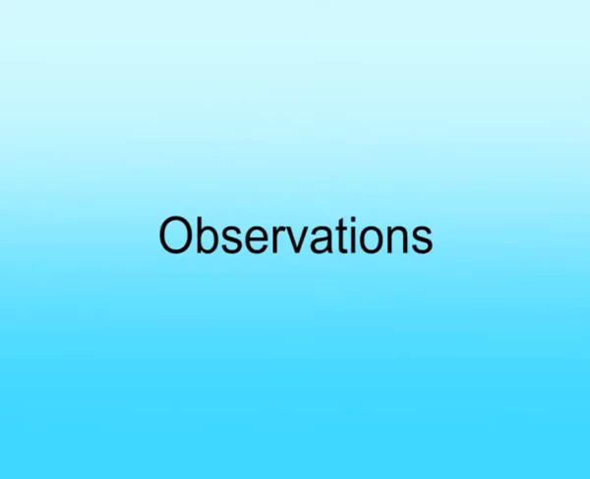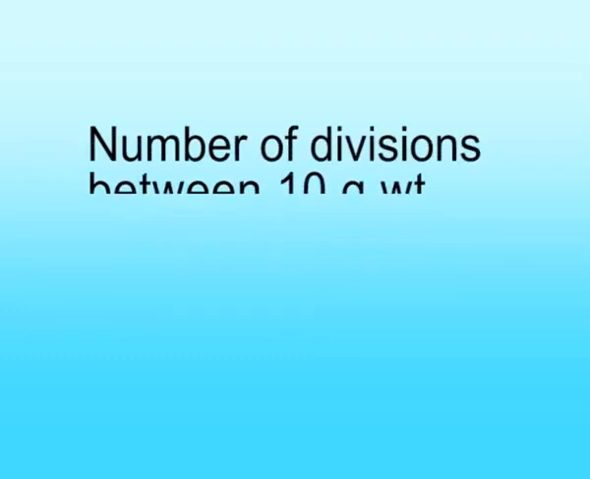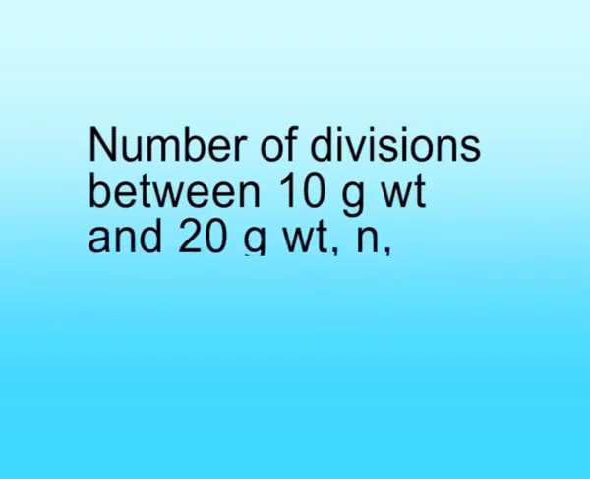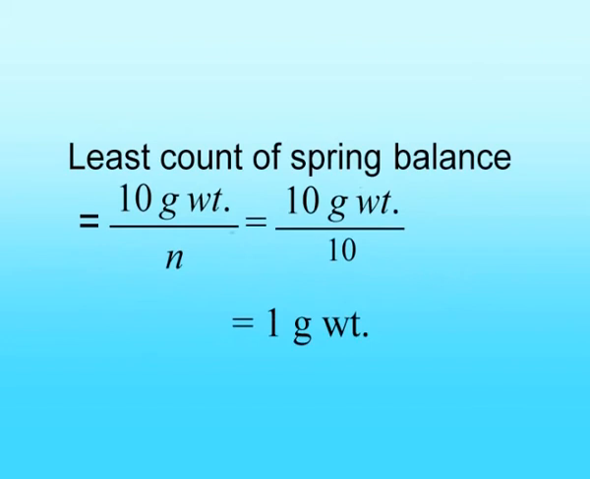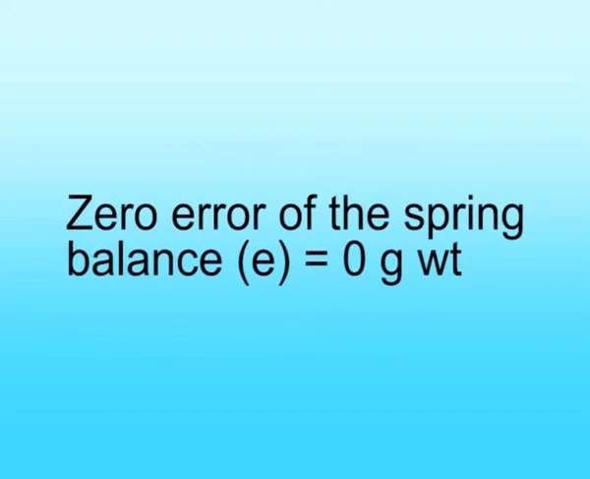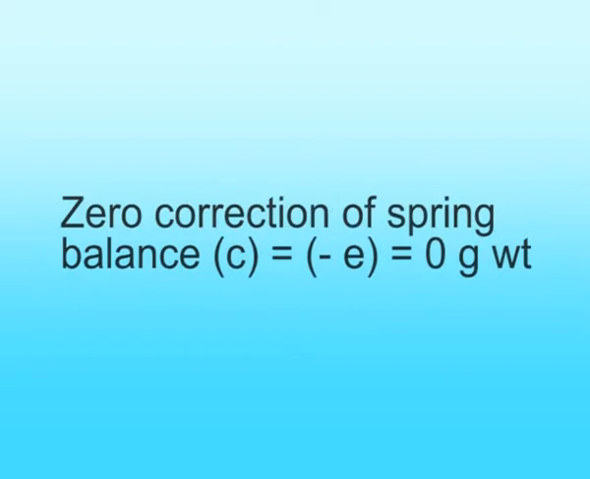Note down the number of divisions between 100 gram weight and 200 gram weight, N, of the spring balance. Then find the least count of the spring balance, that is equal to 100 gram weight upon N. This is in gram weights. Check and note the zero error of the spring balance, E, in gram weight. Then find the zero correction of the spring balance, C, equal to minus E in gram weight.